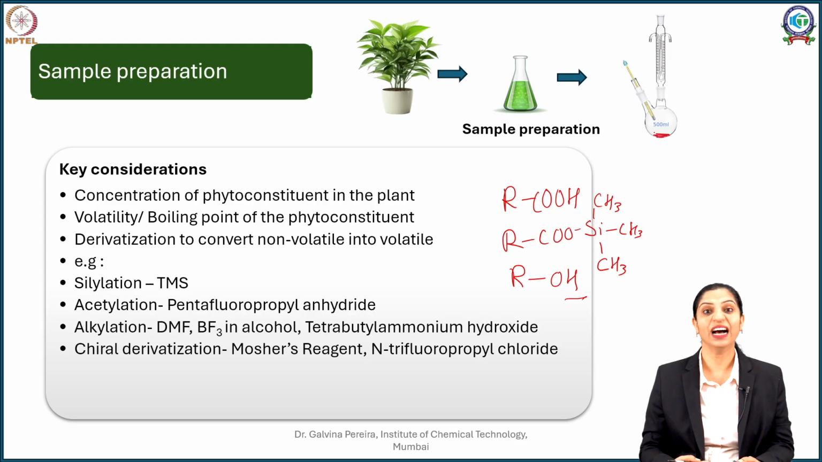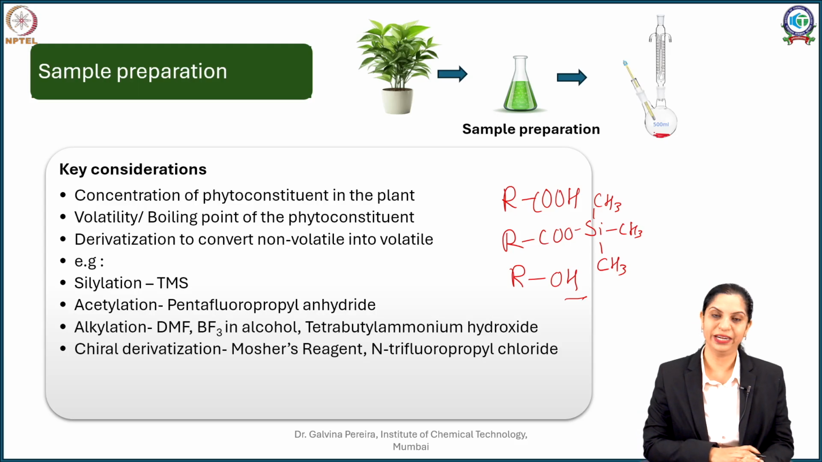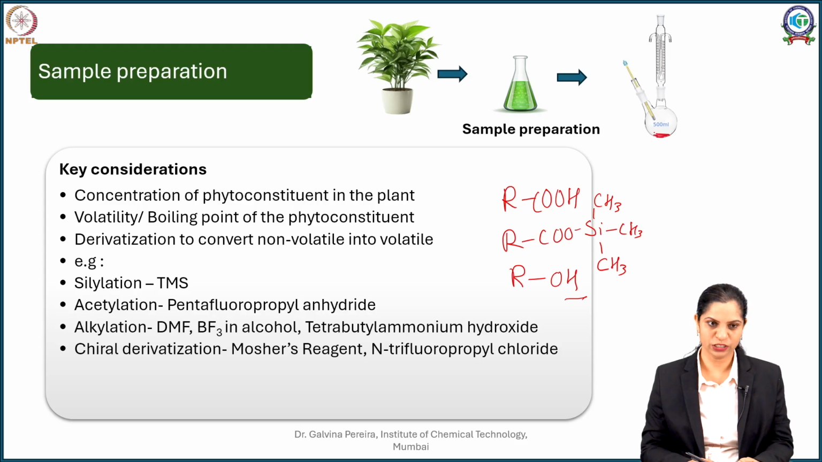Similarly, you can also do an alkylation. It could be a simple alkylation using dimethylformamide, or you could alkylate using boron trifluoride. Boron trifluoride in presence of alcohol, for example methanol, will convert it into a methyl ester. You can use methanol, propanol, or butanol in presence of any acid or BF3, and it will convert it into the corresponding alkyl derivative. You can also use tetrabutylammonium hydroxide. That is also a reagent which is an alkylating agent.